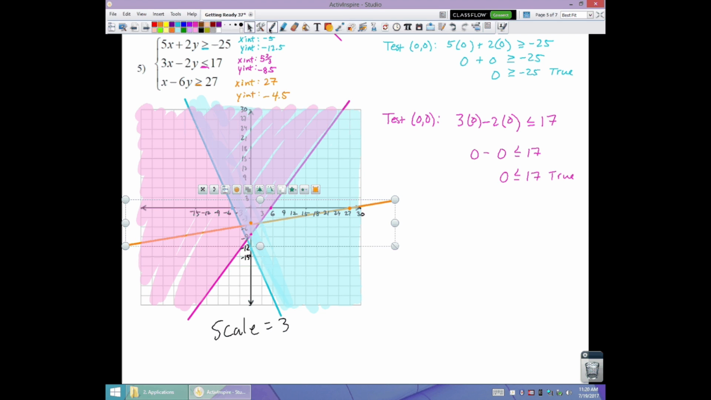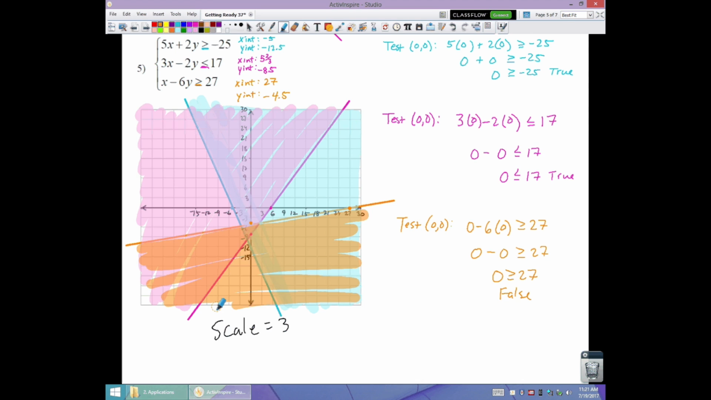So, testing 0, 0. Zero minus 6 times 0 greater than or equal to 27. We end up with 0 greater than or equal to 27. Well, this one doesn't work. This one's false. So what that tells me is I can't have 0, 0 shaded orange. I'm going to have to shade it underneath the orange line. Where did I shade all 3 colors?